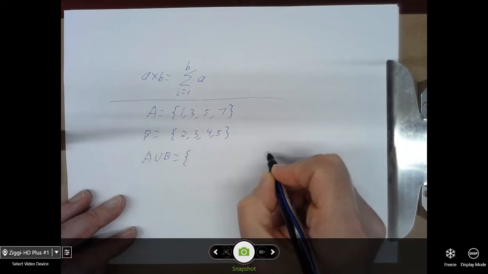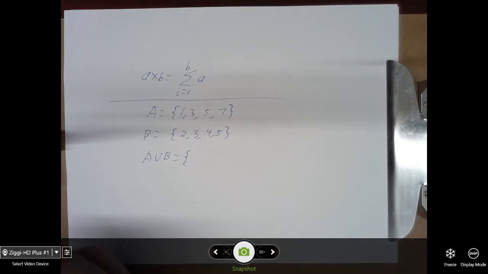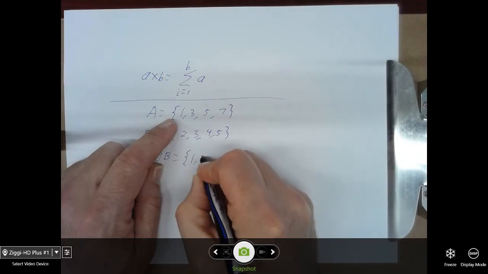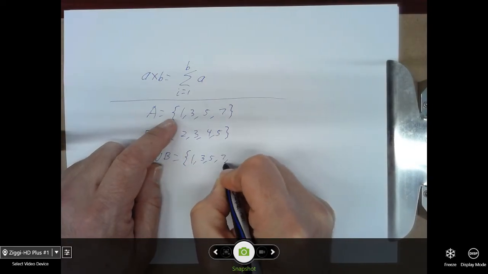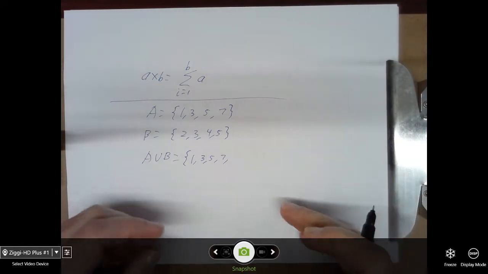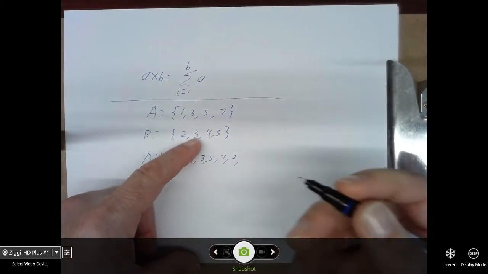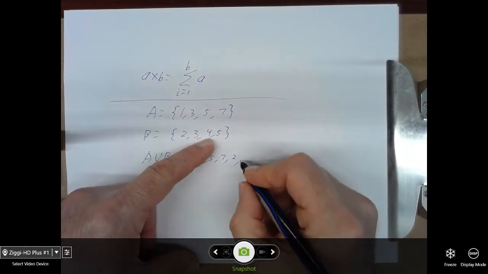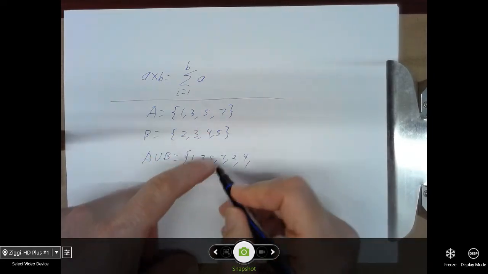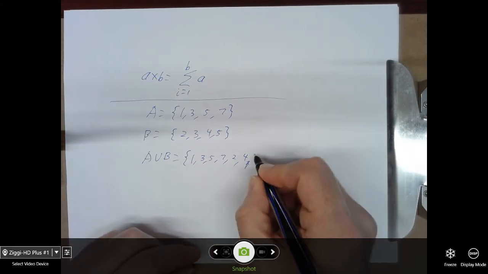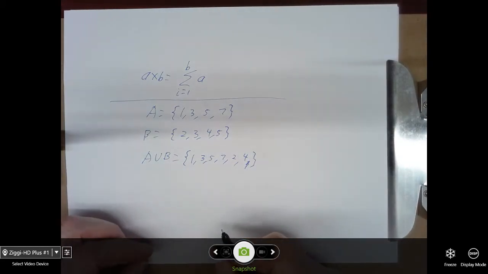So the union's going to be everything that's in A and everything that's in B, all gathered together. We can certainly start with all the elements in A, and then any element in B that we haven't already listed. So 2, it'll include a 3, but we already listed 3. It'll include a 4, it'll include a 5, but we already listed 5. And that's all the elements, so the union looks like that.